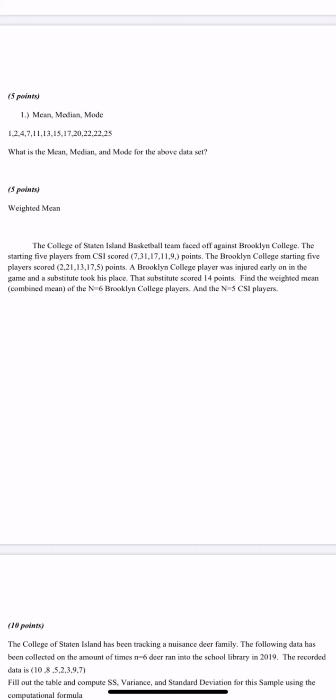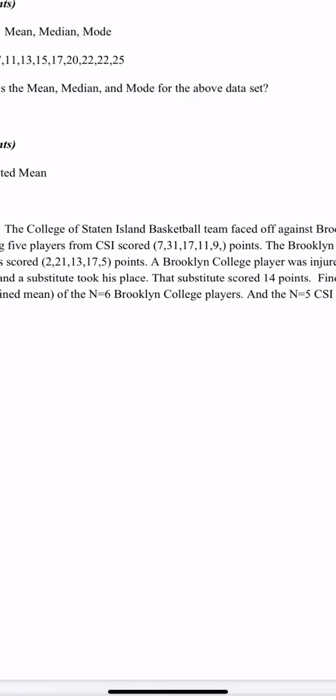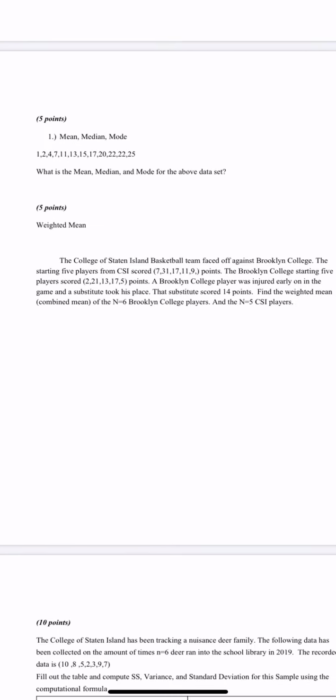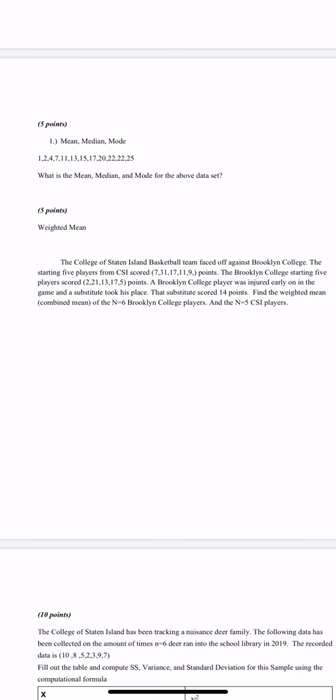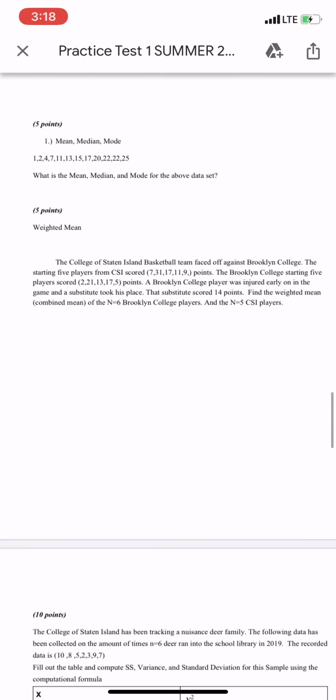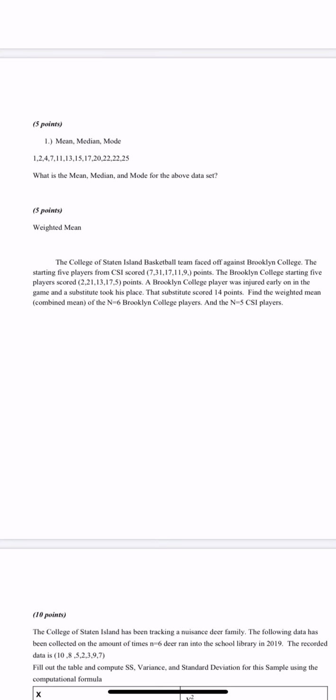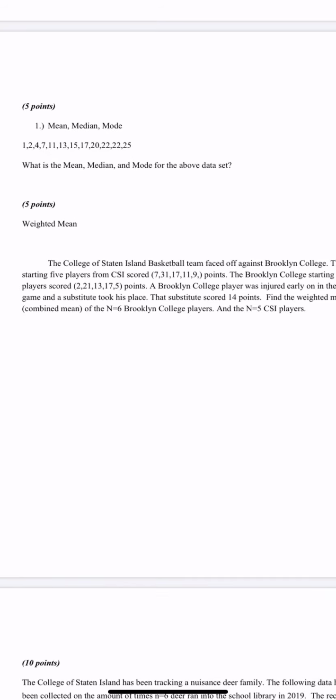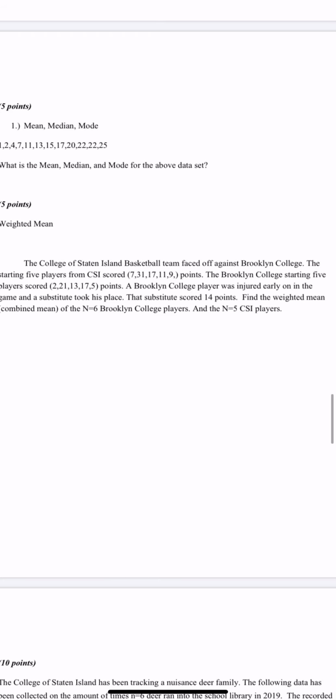All right? So we are adding that score that the substitute scored, and what gives that away is the n equals 6. Okay? And what you do here is you get the sum of x. So all you got to do is get the sum of x1 and the sum of x2. So the sum of x1 will be CSI. So you add up all the CSI scores and you'll get 75. Then you add up all the Brooklyn College scores, including this 14, and you will get 72.